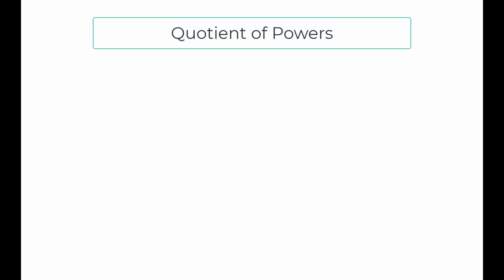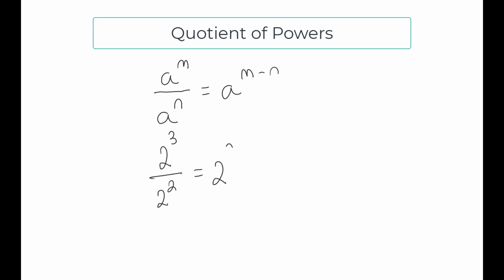The next property is called the quotient of powers, and this states that if I have some number a to the mth power, and we divide that by the same base, some number a, to a different exponent, we'll call that exponent n, this is equivalent to a to the m minus n. We keep the same base and subtract the exponents. An example of this would be something like 2 to the 3rd power divided by 2 to the 2nd power. This property states that this would be equal to 2 to the 3 minus 2, which is equal to 2 to the 1st power, which is just 2.